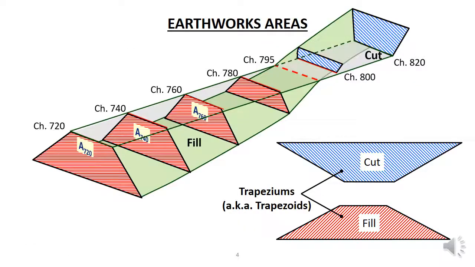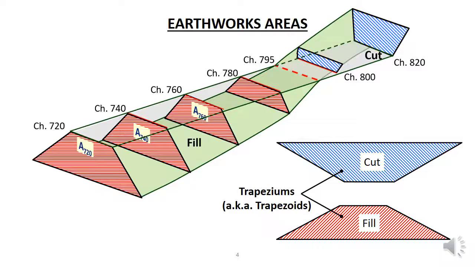Road earthworks cross-sections are usually more complicated shapes. The shapes for cut and fill embankments look a lot like this, those two shapes in the bottom right hand corner. This shape is called a trapezium. The Americans call them trapezoids. They have two sides which are parallel and two sides which are not. There are different types of trapezoids, and calculating the areas for them varies.